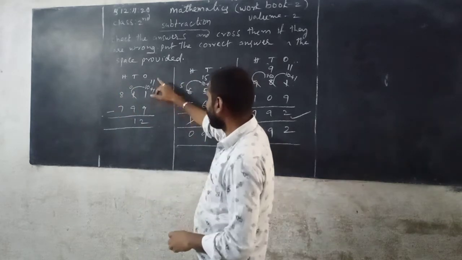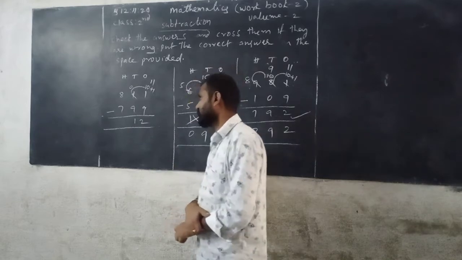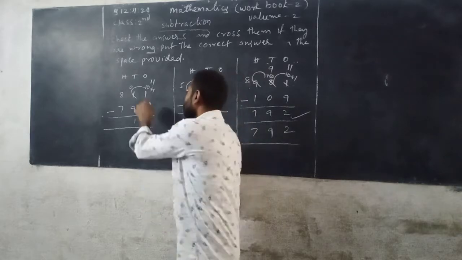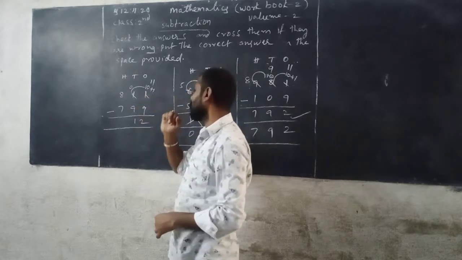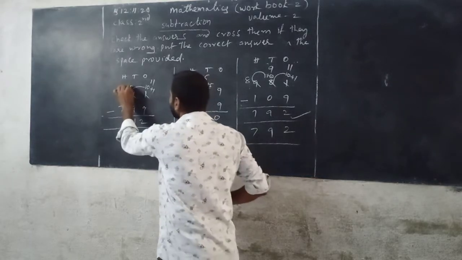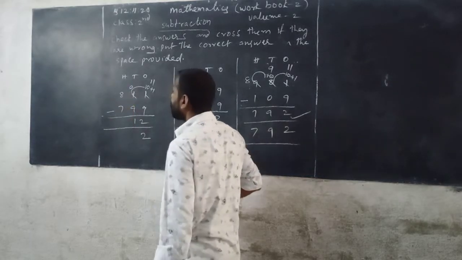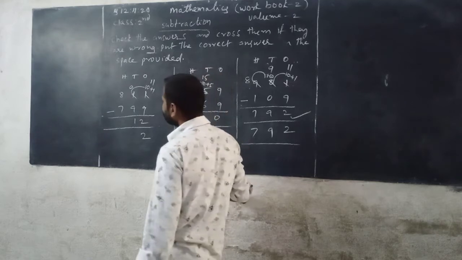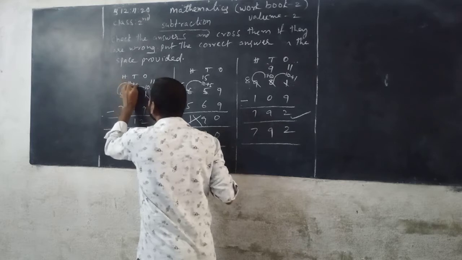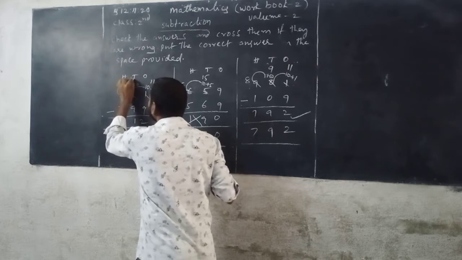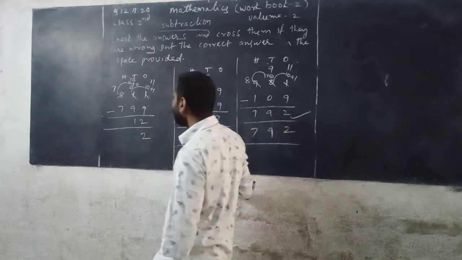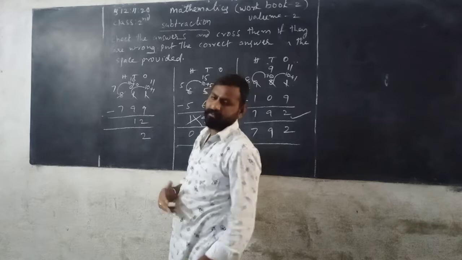See here, 11 minus 9. 11 minus 9 you can get 2. So you can count 9 after 2 to reach 11. 9 after 10, 11. 2 write down. Next 0 minus 9 possible? Not possible. Again take borrowing from 8. So 8 is giving how much? 10. 10 plus 0, these are added to 10. Now 8 becomes 7. Then 10 minus 9 you can get 1.